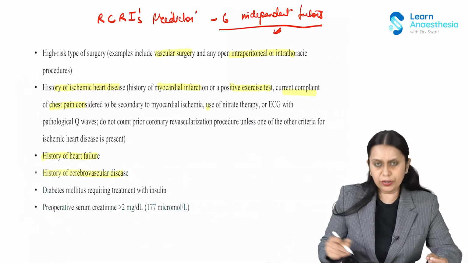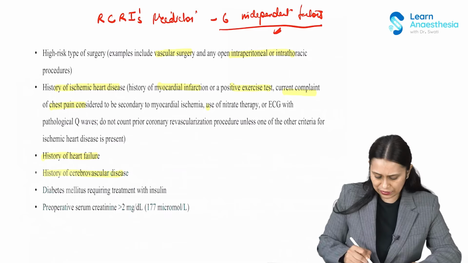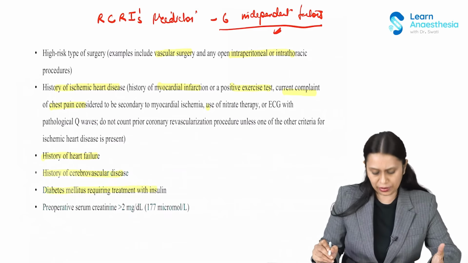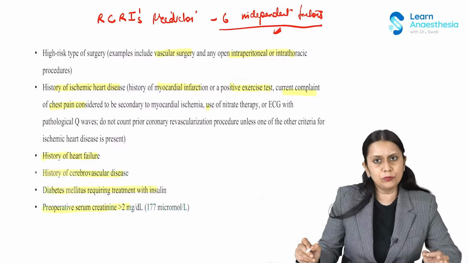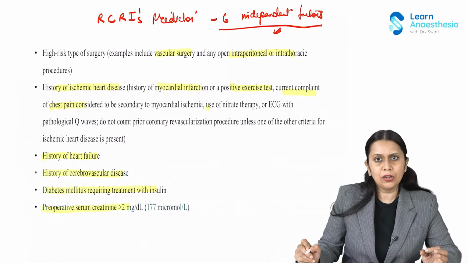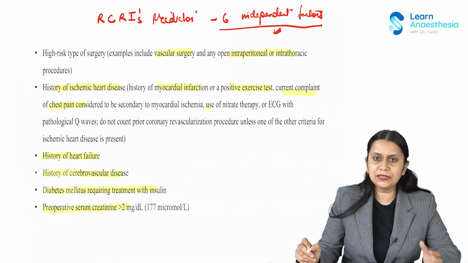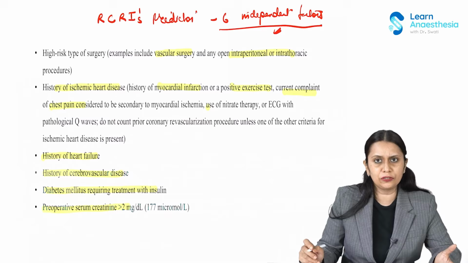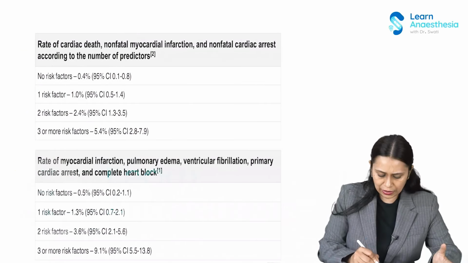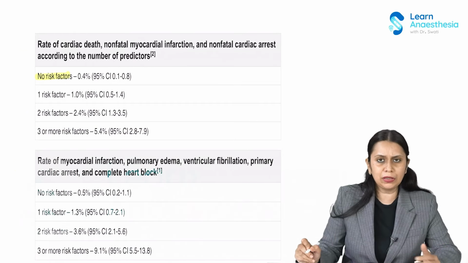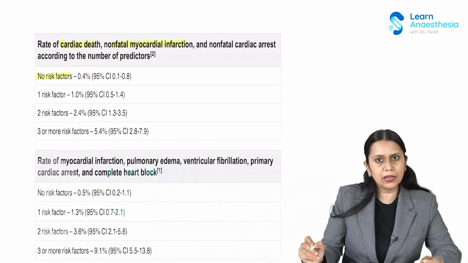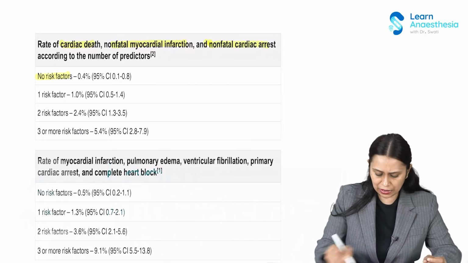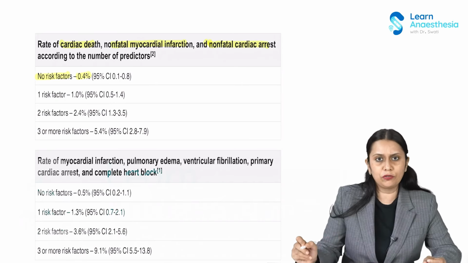patient having history of cerebrovascular disease and diabetes mellitus requiring the insulin treatment, and patient having preoperative serum creatinine level above 2 milligram per deciliter. So all these are the 6 independent factors for prediction of risk. And if there is no risk factor present in the patient, the risk of cardiac death, non-fatal myocardial infarction or non-fatal cardiac arrest is only 0.4%.